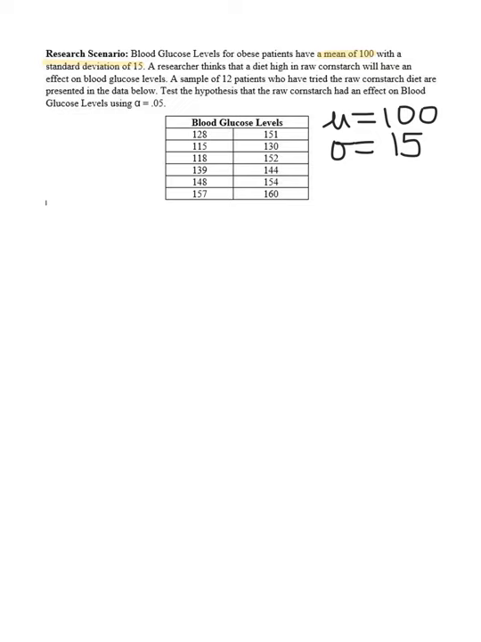So it says a researcher thinks that a diet high in raw cornstarch will have an effect on blood glucose levels. Don't let the word high throw you off and think that this is a one-tail test. You really have to understand what's going on and comprehend the sentence. Don't just look for trigger words, because just because there's the word high doesn't mean we're looking at a one-tail test. It basically is saying that a diet high in raw cornstarch will have an effect on blood glucose levels. The word effect is vague, so that is suggesting a two-tail test.